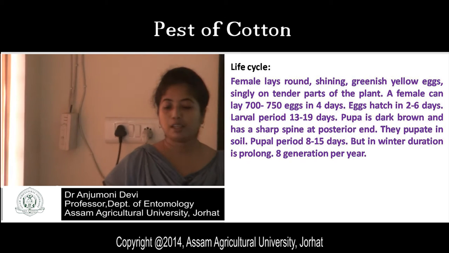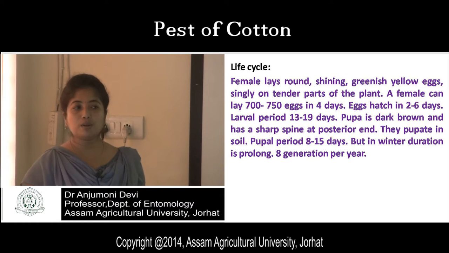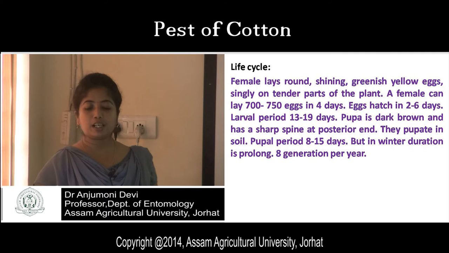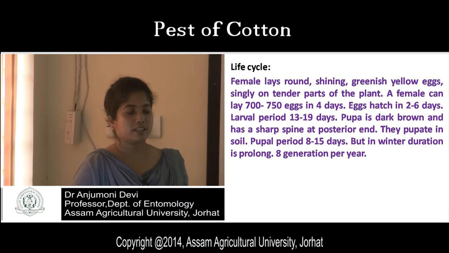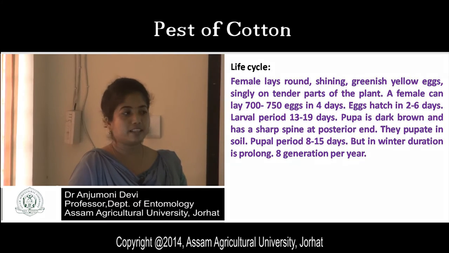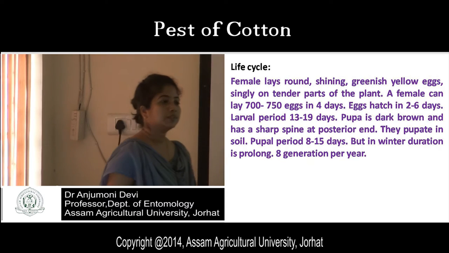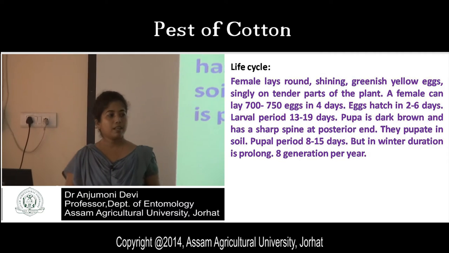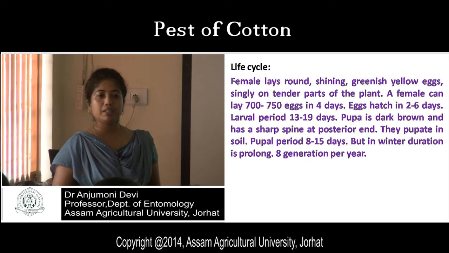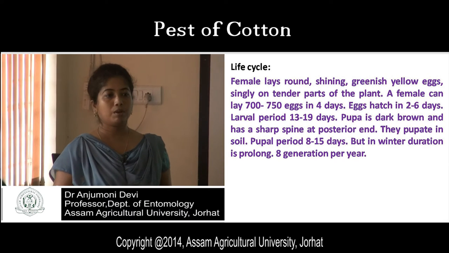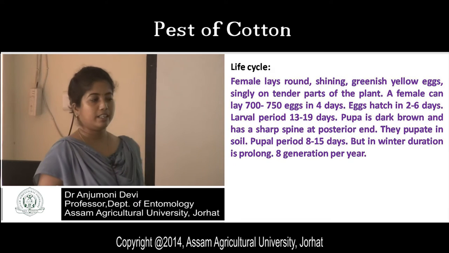Then the life cycle. Female lays round, shining, greenish yellow eggs singly on tender parts of the plant. They always lay the eggs singly. Why do they lay the eggs singly? Anybody? To protect the eggs from the enemies. If they lay the eggs in a cluster in one area, then their enemy gets the chance to destroy the whole lot at a time. So they always lay eggs singly in different areas.